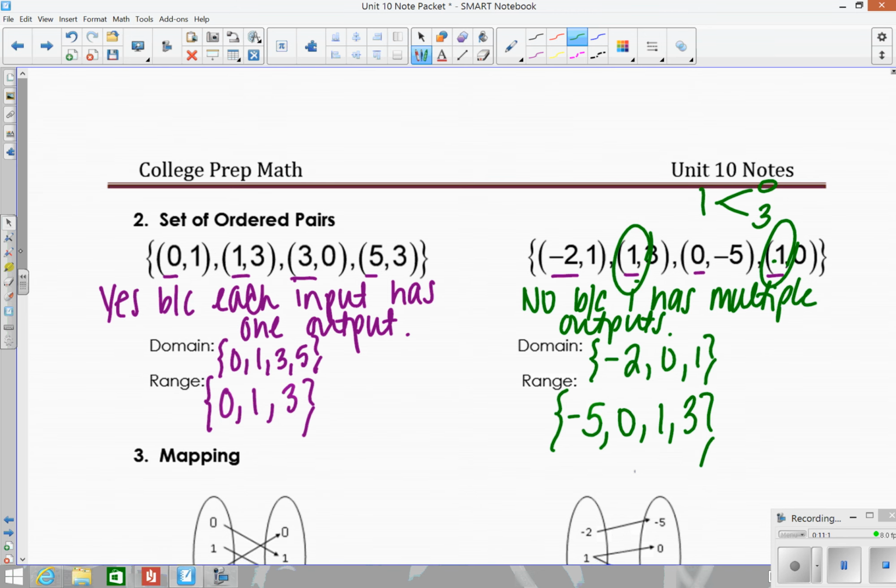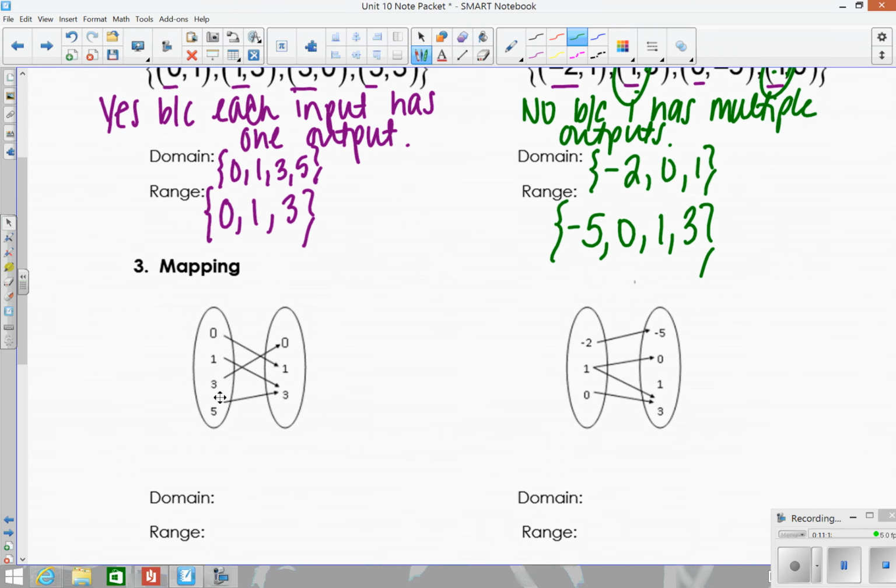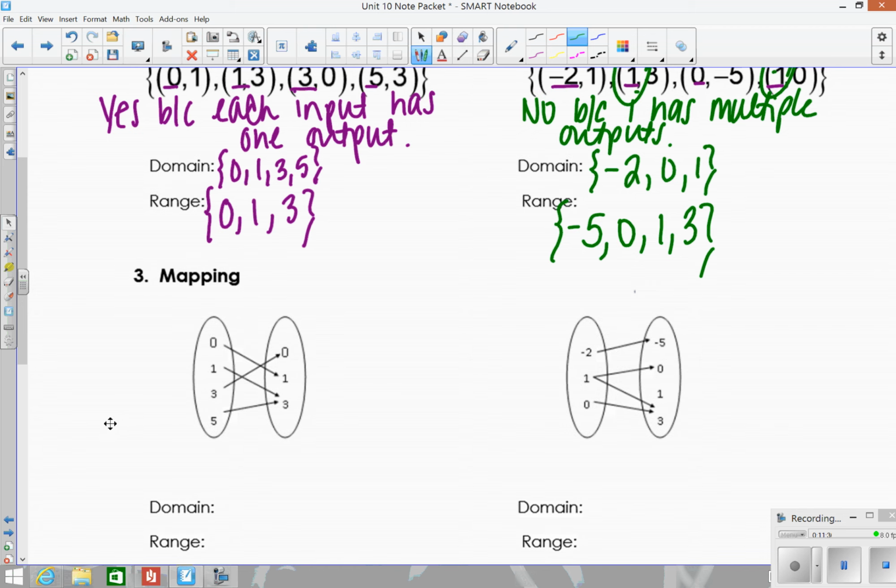So now let's look at the mappings. So remember mappings, you have a set of elements getting mapped to another. For me, this is the easiest way to determine if something's a function because you're looking for, do you have just one line coming off of each of the inputs? As long as you have one line coming off of each of the inputs, you have a function because each of these only has one output if there's only one line coming off. So this would be yes.